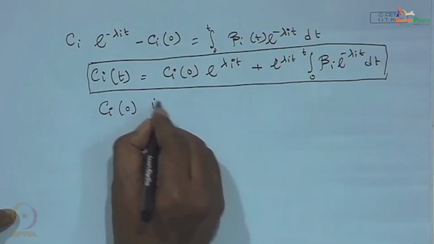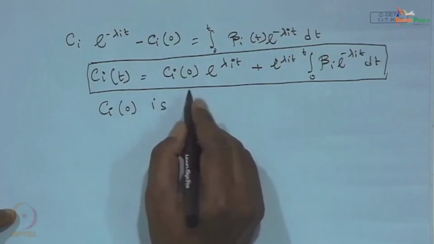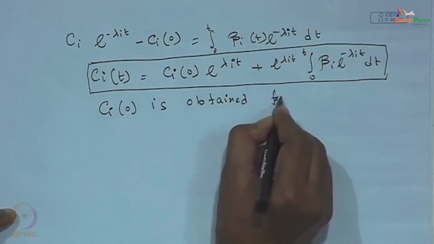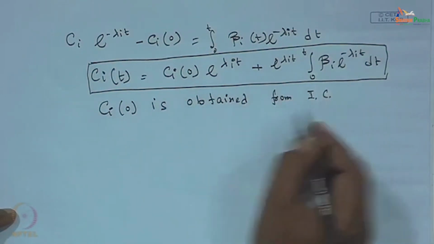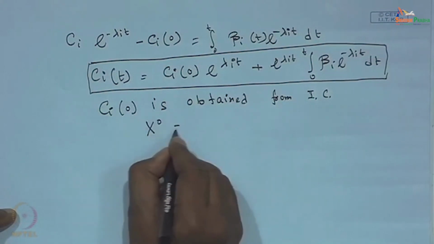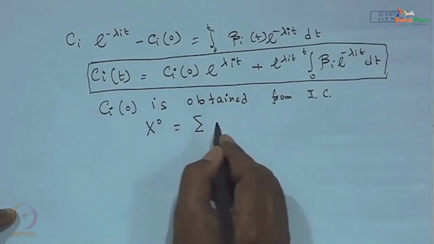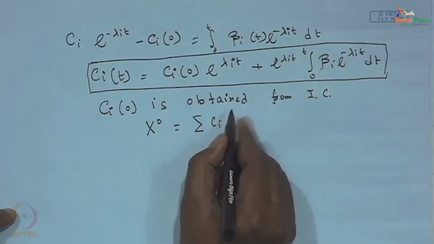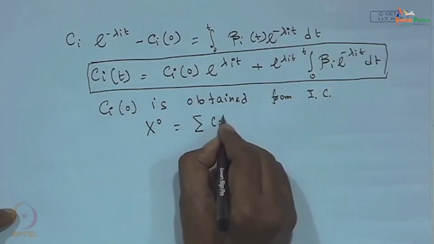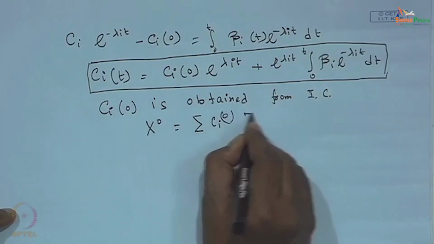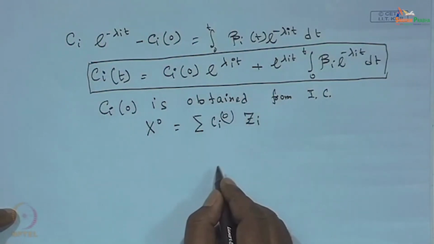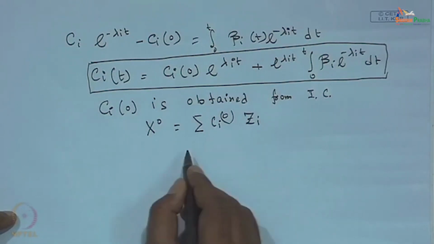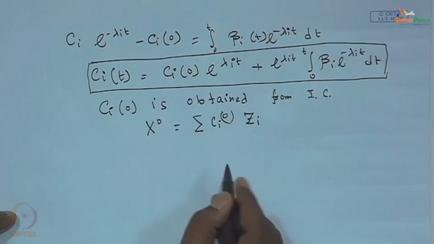Let us see how the c_i0's are obtained. The vector c_i0 is obtained from the initial condition, and what is the initial condition? We know the vector x0, that means all the solutions are known as the initial condition at time t equal to 0. So, this vector can be expressed as a linear combination of the independent vectors z_i. So, therefore, one can obtain this by combining this with the eigenvectors of A transpose.